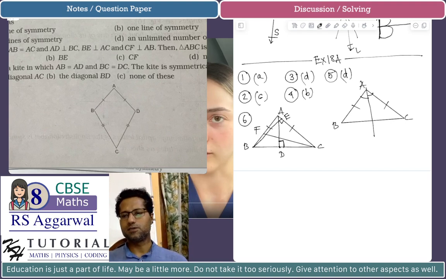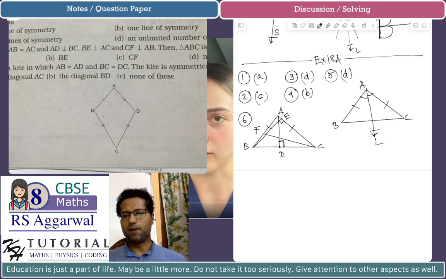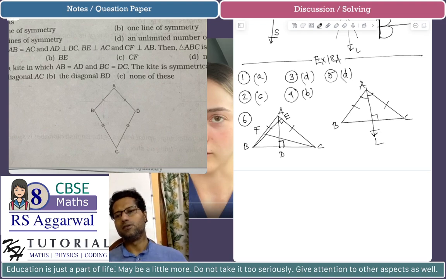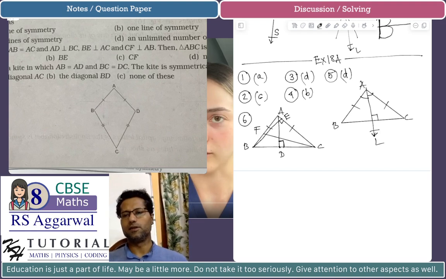And also notice that this line, the bisector of the angle A, will also be perpendicular to the side BC. This is a very popular and important result in an isosceles triangle. The angle bisector of angle A, the angle included between the two equal sides, is perpendicular to the opposite side. So if this is D, then AD will always be perpendicular to BC, where AD is the bisector of the angle A.